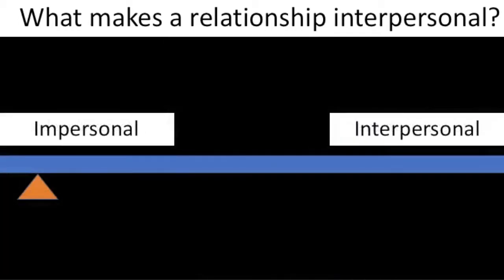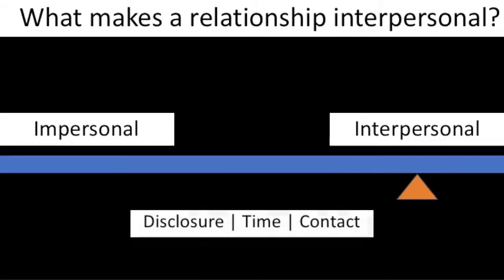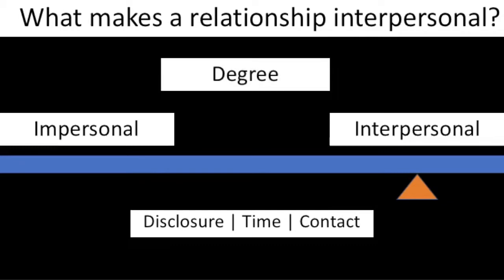So, when classifying a relationship, it may be more useful to think in terms of a spectrum, with impersonal and interpersonal at either ends. A relationship can then shift from one end to the other, as each party discloses more information about themselves, spends more time together, and generally has more contact. So then, when we talk about relationships, we can identify to what degree they are qualitatively impersonal or interpersonal.